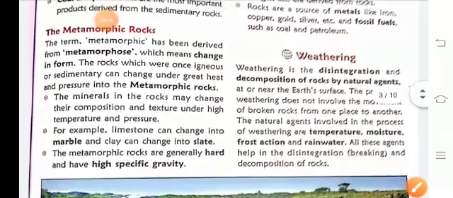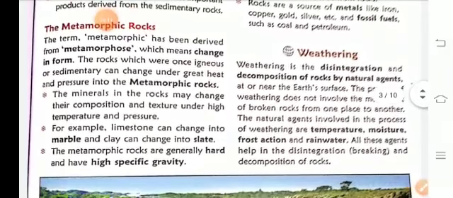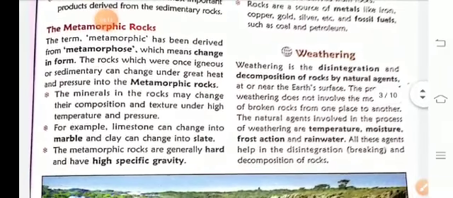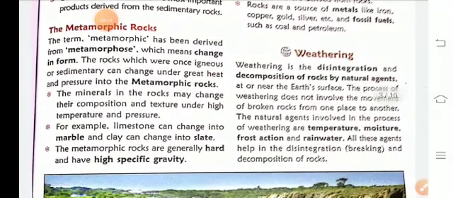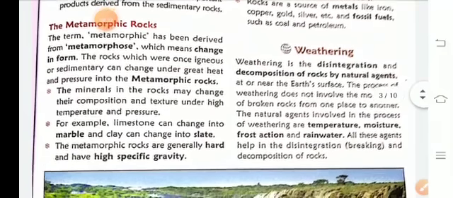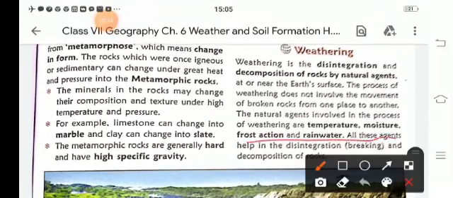Weathering. What is weathering? Weathering is the disintegration and decomposition of the rock. Temperature, moisture, frost action and rainwater are all agents of weathering, and all these agents help disintegrate, that means to break the rock into pieces.